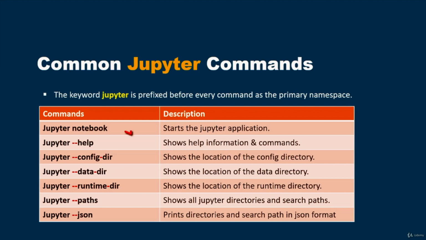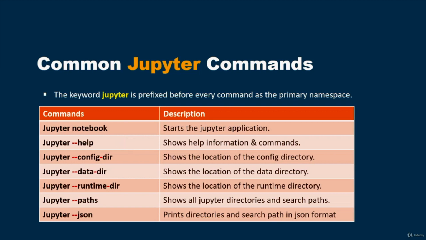First one here in the table is the command to start the Jupyter Notebook. You just type in Jupyter space notebook, and that will start the Jupyter Notebook application. If you want to see all the available commands that Jupyter has, and you want some information as well, you just type in Jupyter space --help, and that will show you the available commands that Jupyter has.